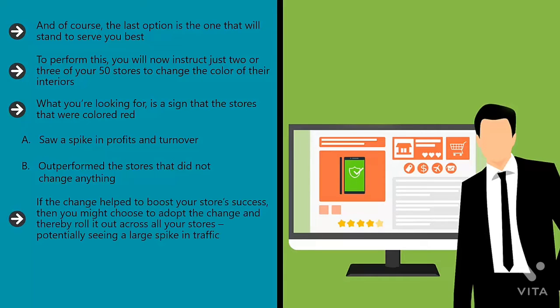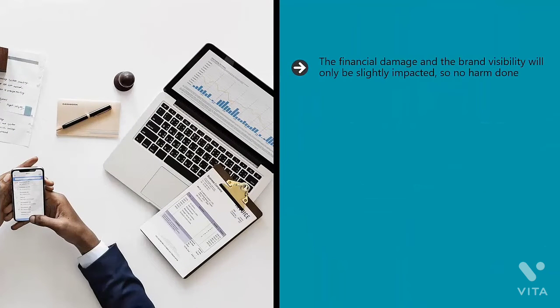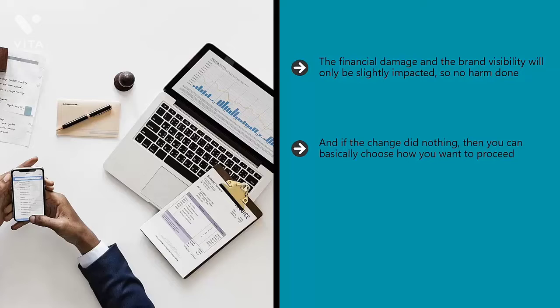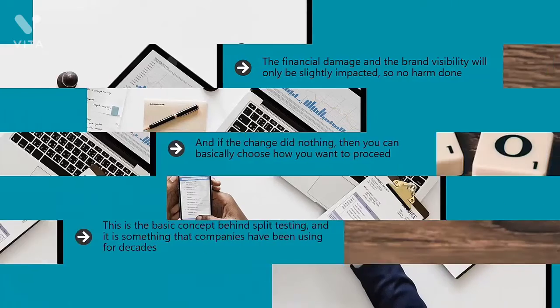If the change helped to boost your store's success, then you might choose to adopt the change and thereby roll it out across all your stores, potentially seeing a large spike in traffic. If the change hurt your store's success, then you simply change it back and then run the next experiment. The financial damage and the brand visibility will only be slightly impacted, so no harm done. If you had rolled the change out across all stores, then you would have potentially lost a lot of money and created confusion around your brand. And if the change did nothing, then you can basically choose how you want to proceed. This is the basic concept behind split testing, and it is something that companies have been using for decades.